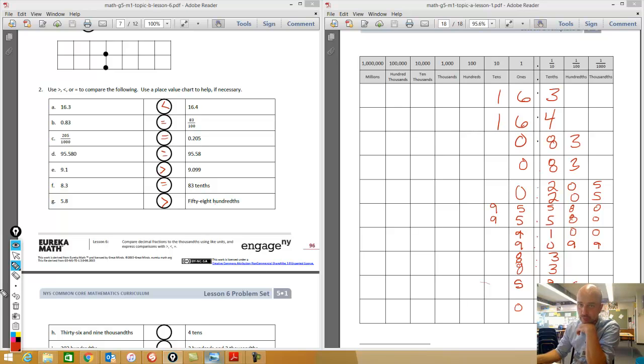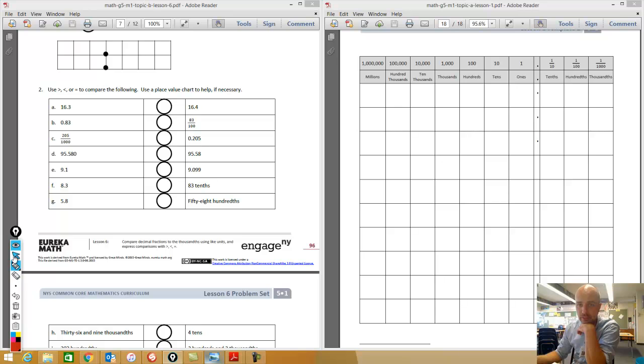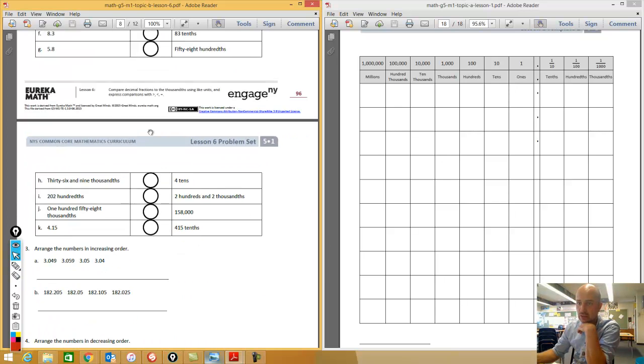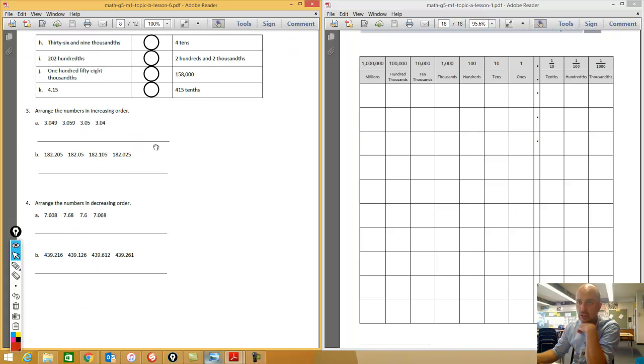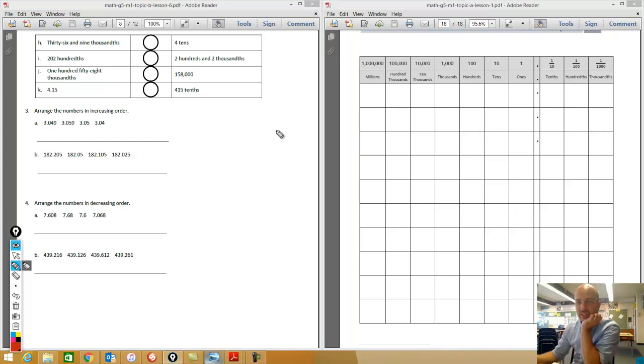Okay. Let's keep scooching down here. Because I like to do these ones, these arranging in orders. It's all very similar, but at the same time, it can be tricky.